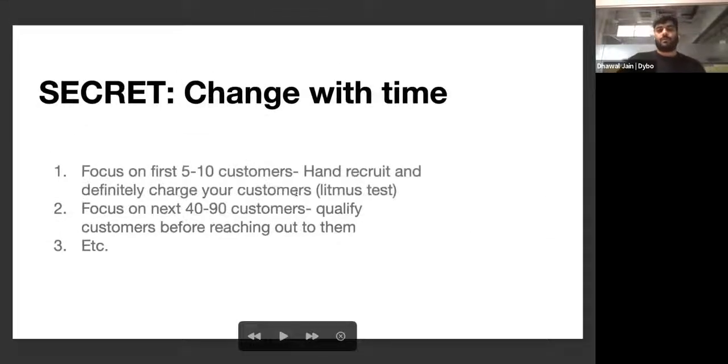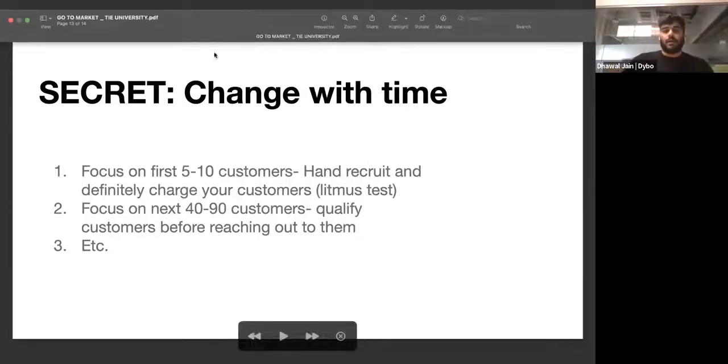So now, this is all skill, right? This is all a defined plan to execute. The secret or the hack in executing a GTM is that you need to change it with time. This is very, very important because the GTM that helped you go from 0 to 10 customers will not help you go from 10 to 50 customers. This is something I spoke of a couple of minutes ago as well.